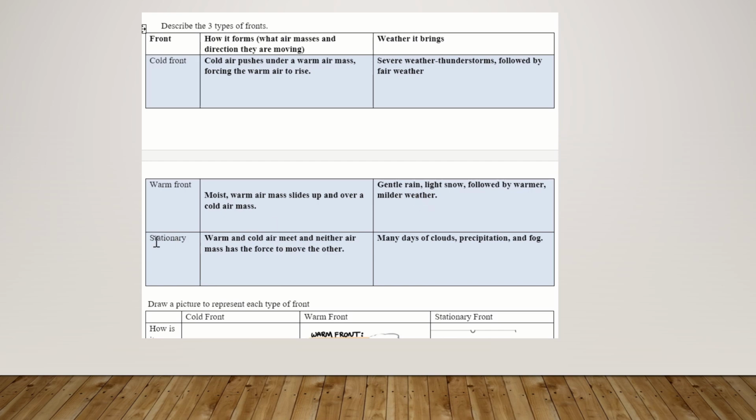It's going to be followed by some warmer, milder weather. And finally, we have our stationary front. That's where a warm and a cold air mass meet, but neither really has the force to move the other. They sit there kind of in a standoff. You're going to have many days of clouds, precipitation, fog. A lot of times there's flooding with stationary fronts because it's raining for so long.